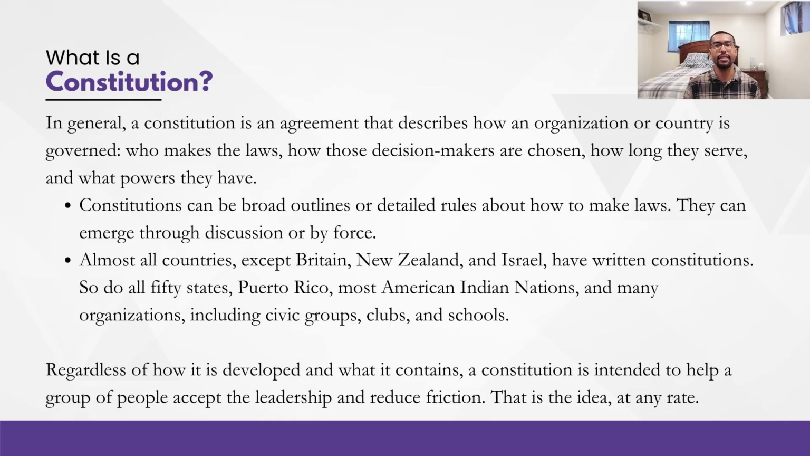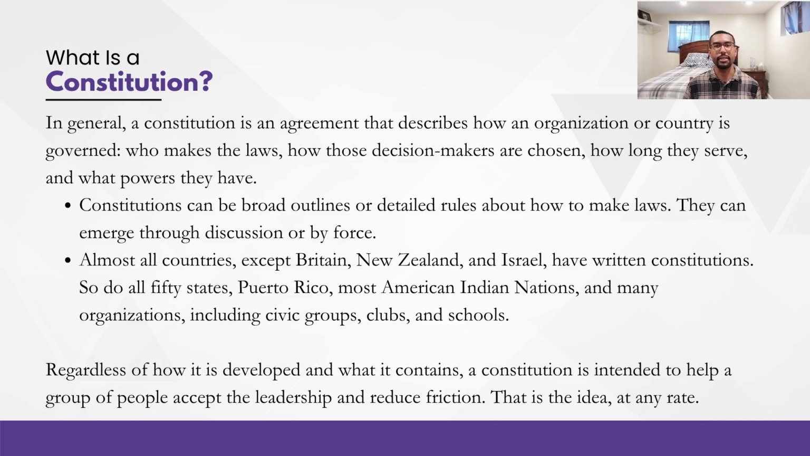In general, a constitution is an agreement that describes how an organization or country is governed, who makes the laws, how those decision makers are chosen, how long they serve, and what powers they have. Constitutions can be broad outlines or detailed rules about how to make laws. They can emerge through discussion or by force.